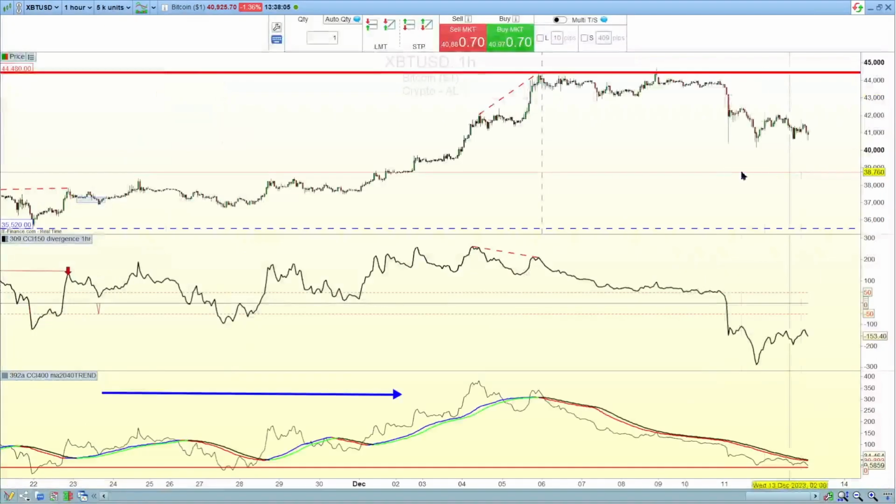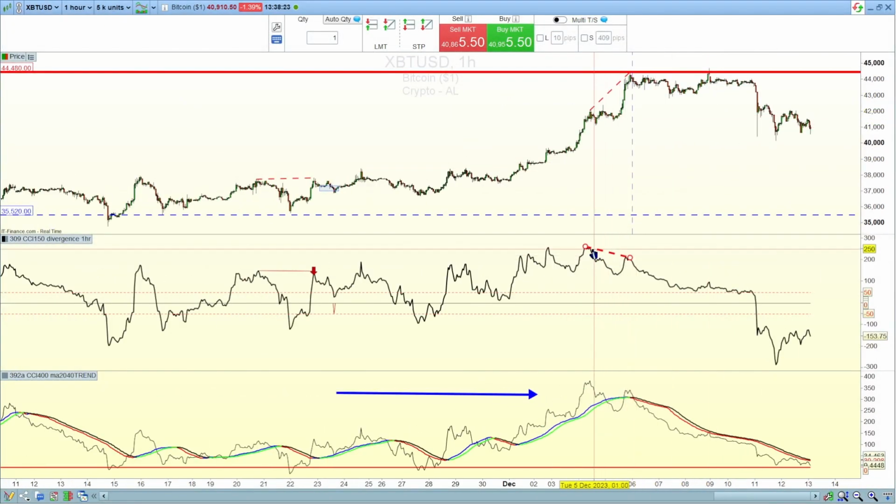On the hourly, you can see we've had another bearish divergence. These divergences, by the way, are independent from each other on the time frames. Sometimes they align, sometimes they don't. In this case, when they're independent, there's a bearish divergence versus the price. The price did bounce a few times off that resistance and eventually broke to the downside.